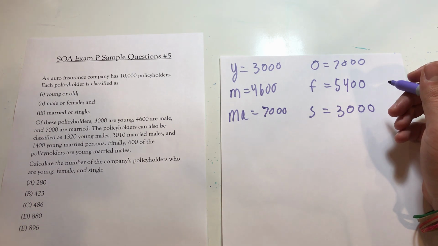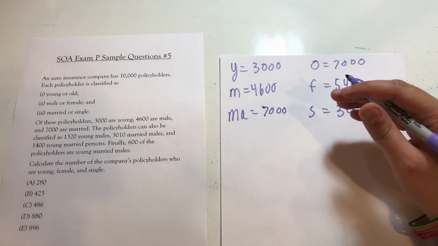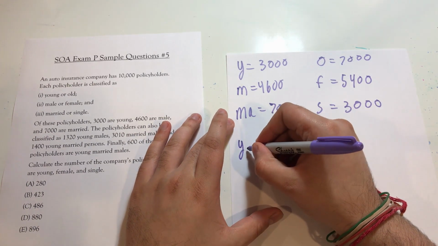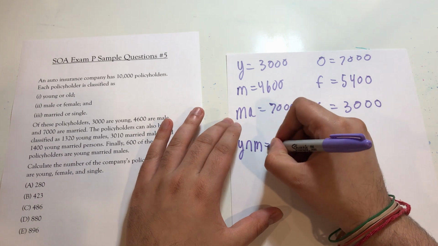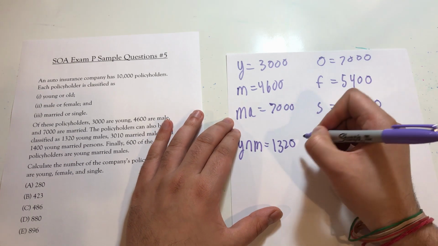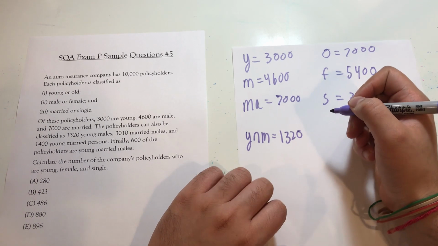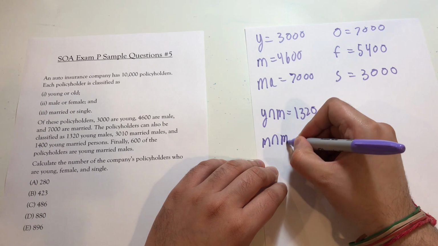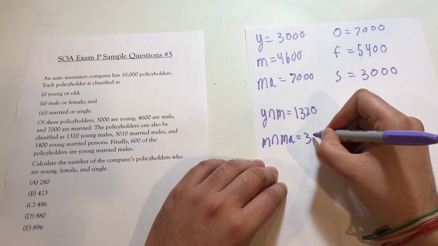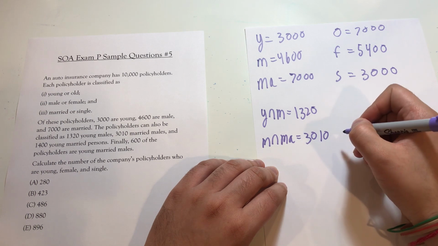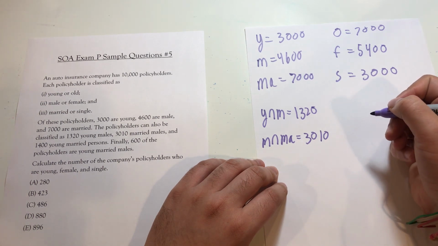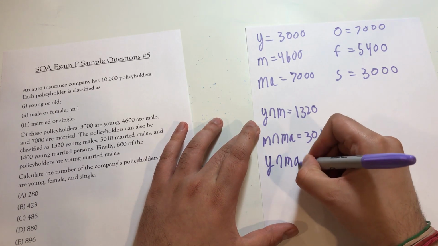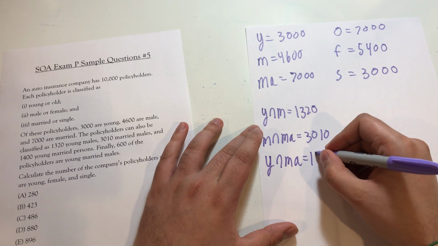Then it gives us even more information. Policyholders can be classified as young males. How many are young males? Young and male, there's 1,320 of them. How many are married males? That's male and married, which is 3,010 of them. And 1,400 are young married persons. So you're young and you're married equals 1,400.